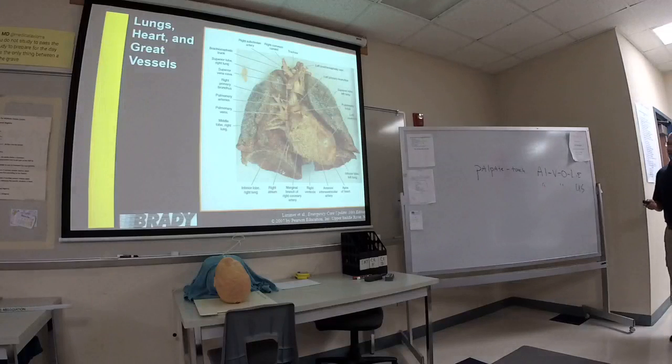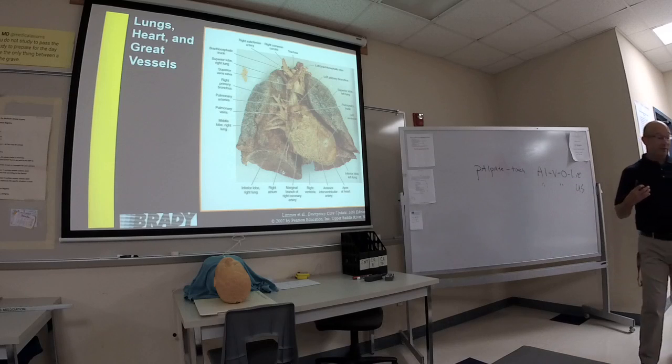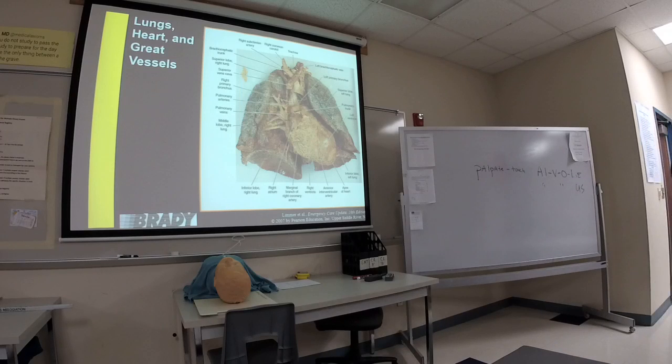All right. But this just shows a picture of the great vessels in the lungs. We have obviously 2 lungs. You can live without a lung. You just can't breathe very well with one lung because it's divided into lobes, right? So we have 3 lobes on the right, 2 lobes on the left.